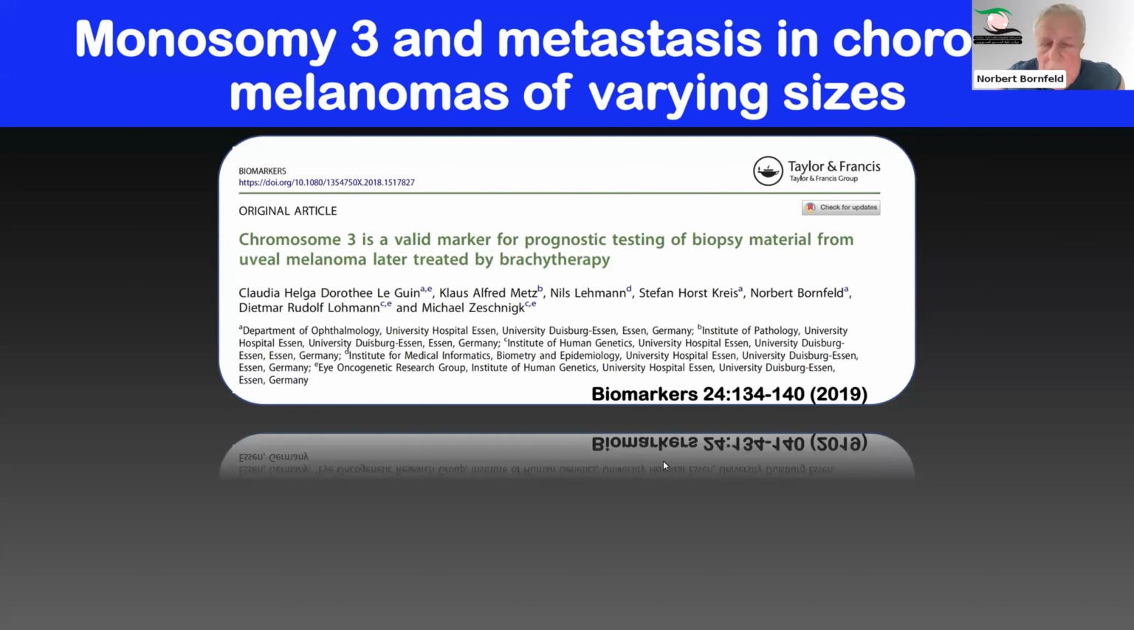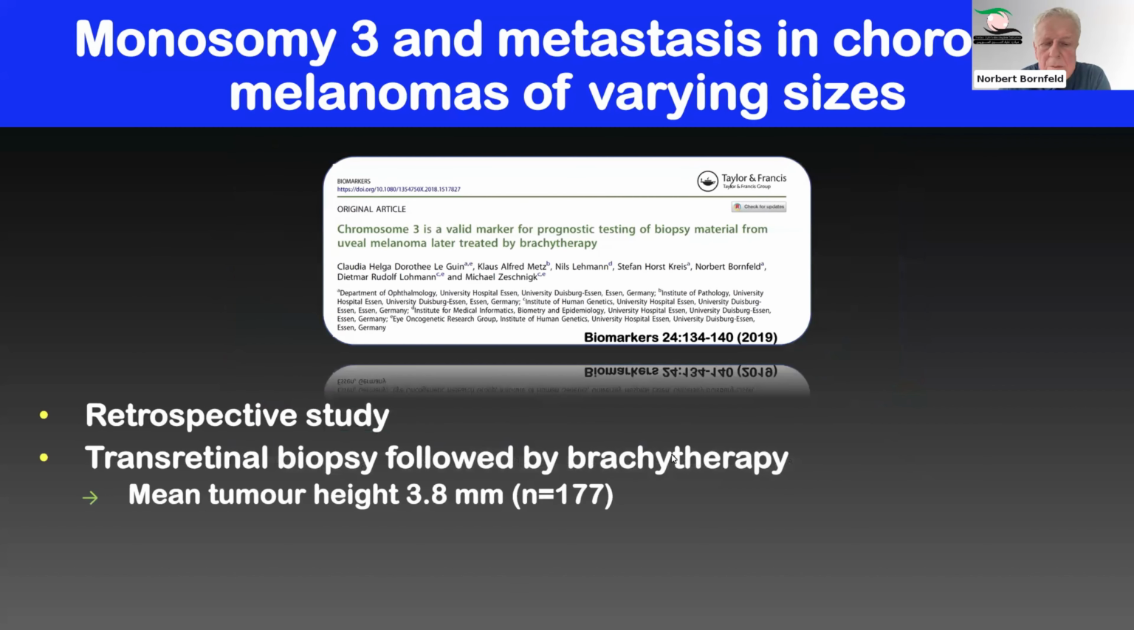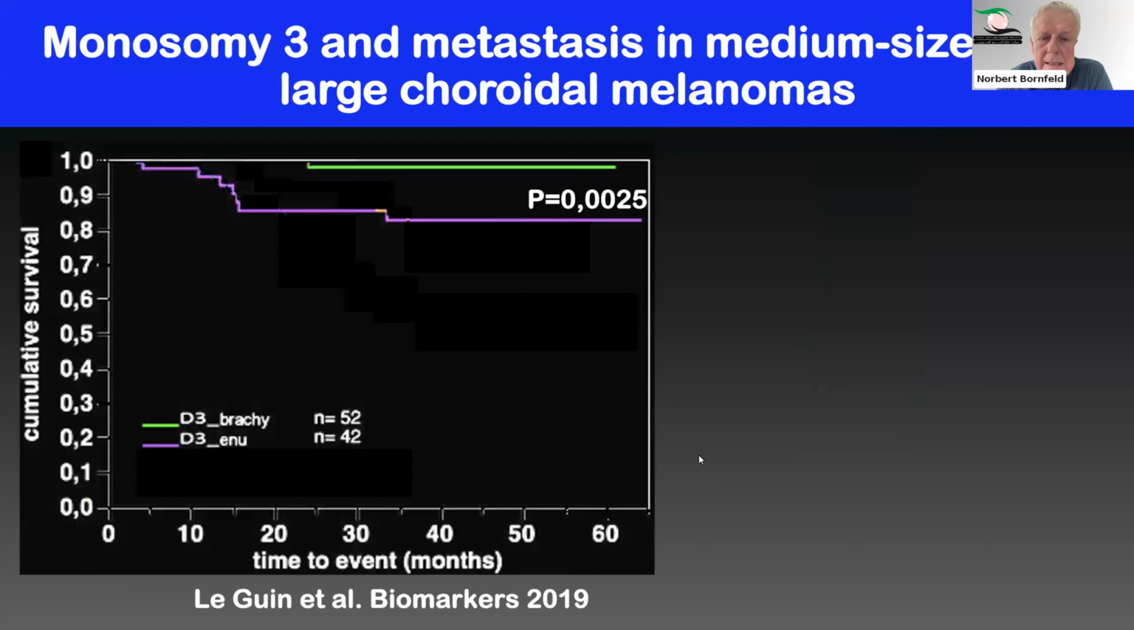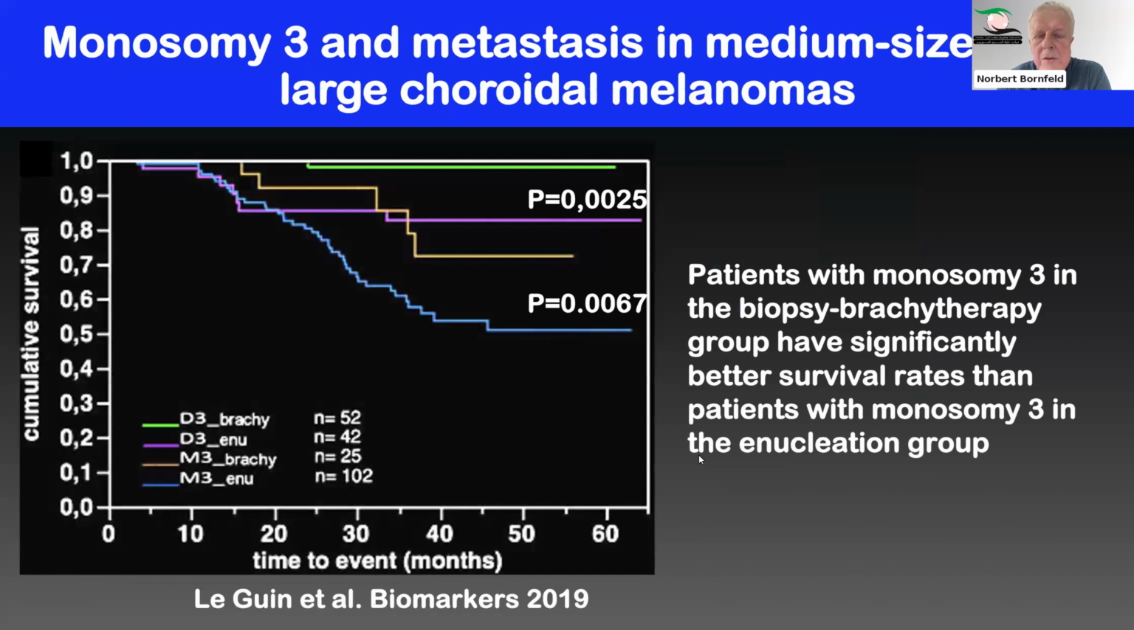So what are the chances to improve the survival of patients with uveal melanoma? We and other groups have looked at small and large tumors with monosomy 3. That was a study where we had transretinal biopsy in small tumors which were treated by brachytherapy, and in large tumors treated by enucleation. So these were tumors with a mean height of 3.8 millimeters, small tumors, and large tumors with 10.5 millimeters thickness. And the survival of these patients was different in the two groups.